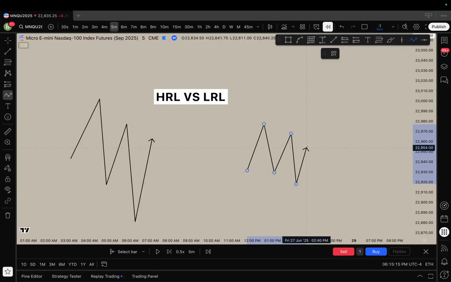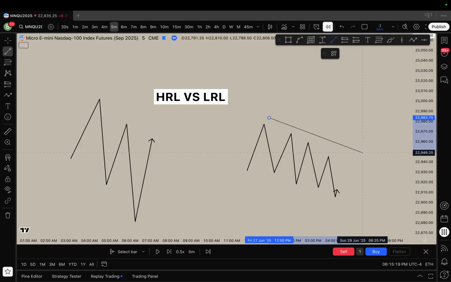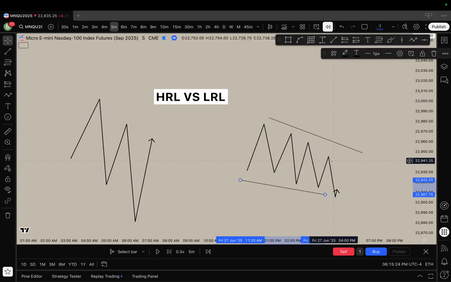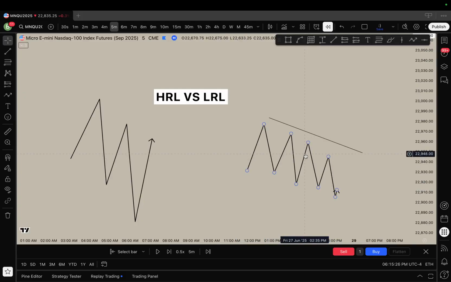Versus low resistance liquidity, which looks like this. We are generating low resistance liquidity at the highs, and high resistance liquidity at the lows. Low resistance liquidity at the highs, high resistance liquidity at the lows.